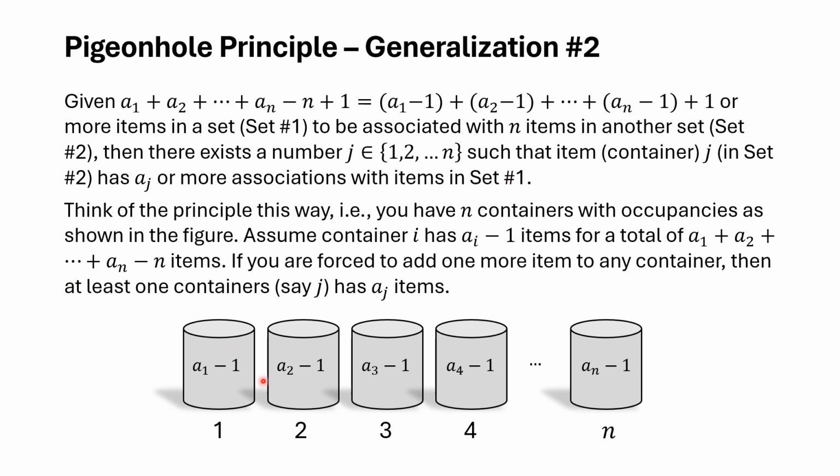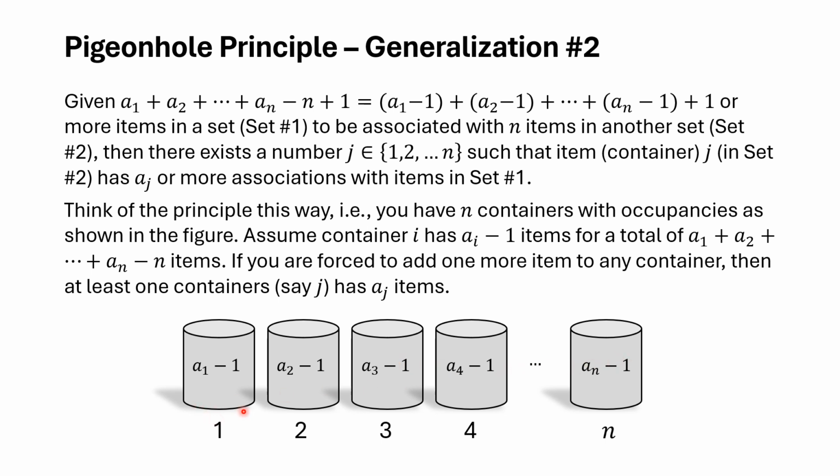So let's say we have the n containers, as I've alluded to. So that's our 1, 2, 3, 4, all the way up to n. So that's our set 2. And assume container i, where i goes from 1 to n, has a sub i minus 1 items. So we have a sub 1 minus 1 in container 1, and so on for container 2. We're basically doing a worst case analysis here. So we distribute the items, let's say they're balls or marbles, we distribute that many items into these n containers.